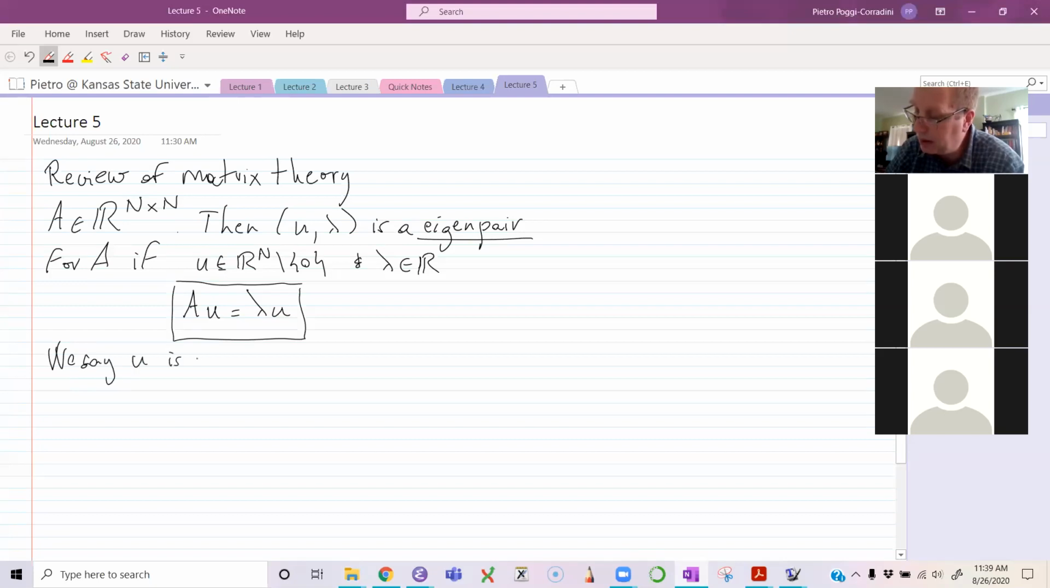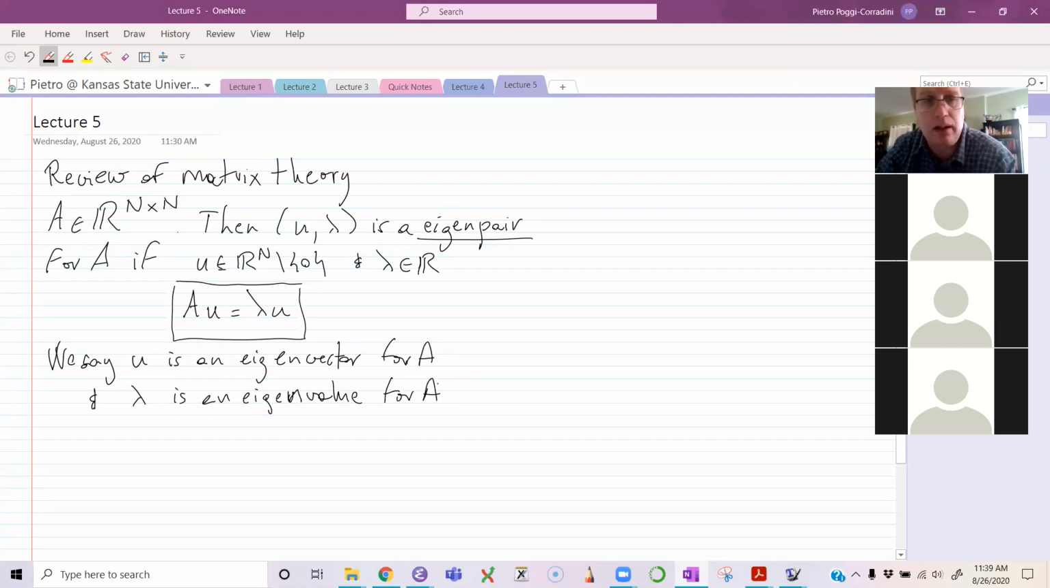We say that u is an eigenvector for A, and lambda is an eigenvalue, when this happens, right? But it's really a pair. It's a pair. They come together, and I'm going to need to add some space.